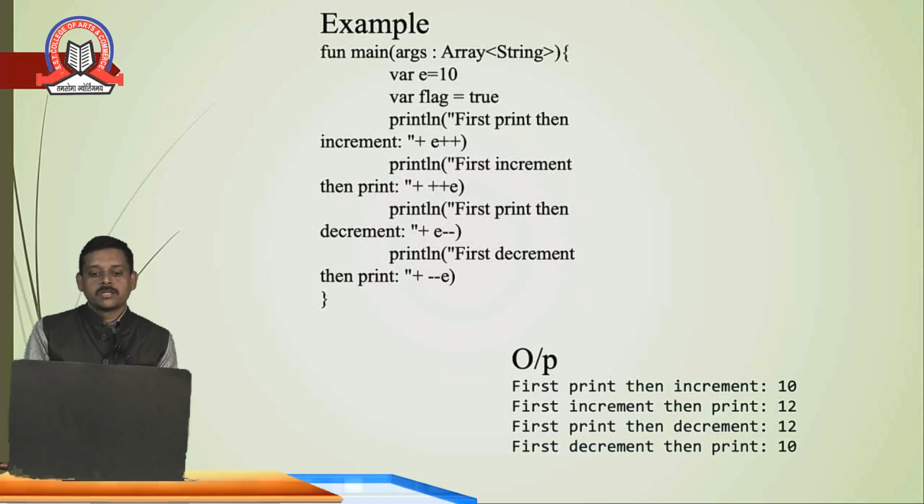So as you can see in the example, we have created two variables, E which contains the value 10 and a variable flag which has the value true. If I use a println function and increment the value of E, it becomes 10 plus plus, and after the second increment it will be 10 plus 1. If I decrease the value, it will decrease the value once again.